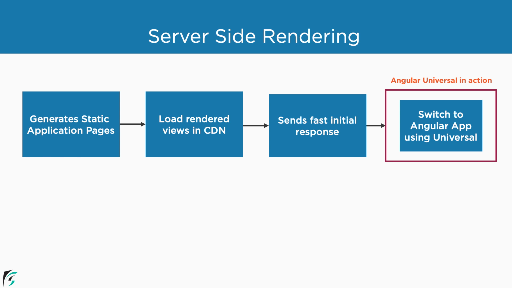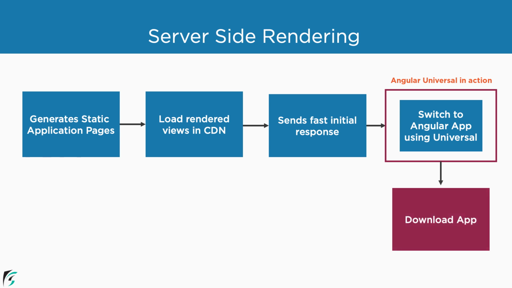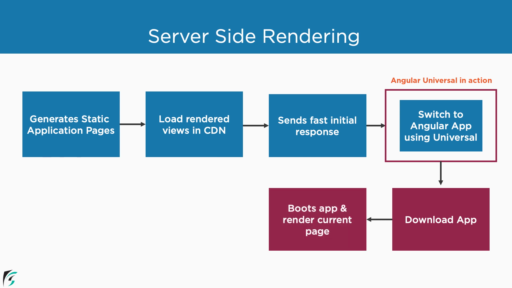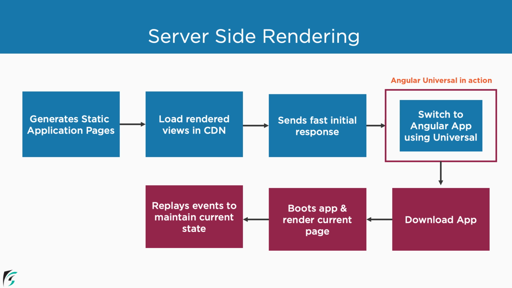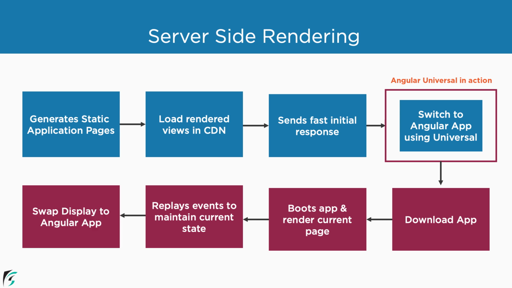Once Angular Universal kicks in, it downloads our entire Angular app, including the Angular framework, and then in a hidden div, it boots the application, renders the current page, and replays any event that the user has done so far to the page to maintain the current state. After this, our static page display is replaced by our regular Angular application. We have our website up and running for our user quickly. Now this may seem simple, but it's really quite complex. And setting it up does require a bit of work, but it could really pay off in the right situations.